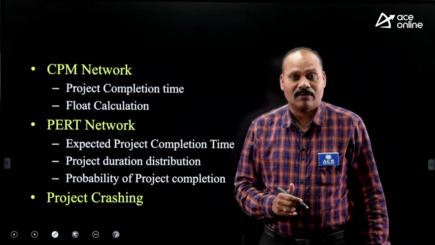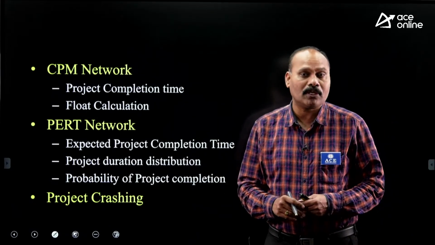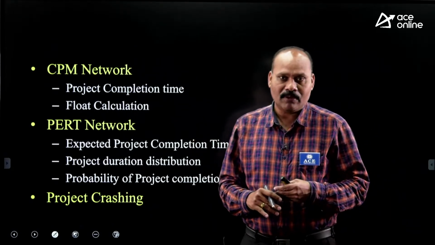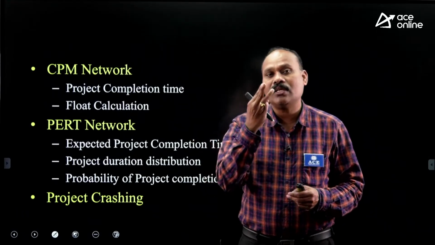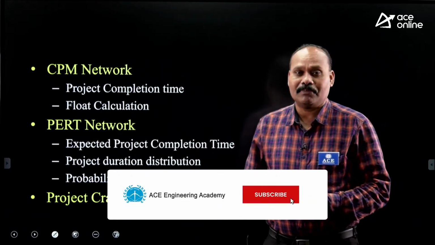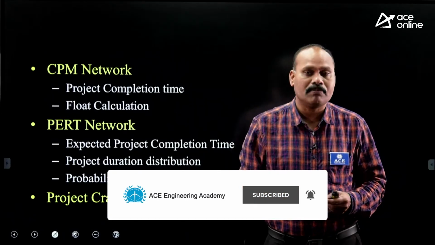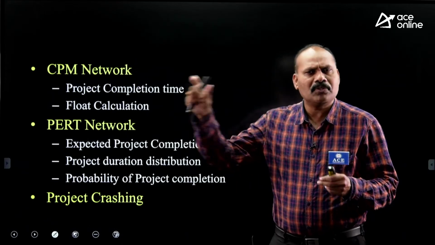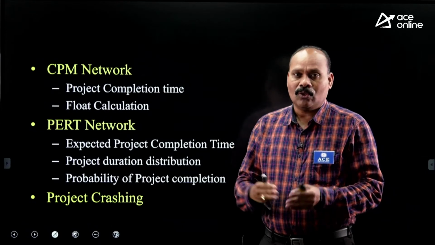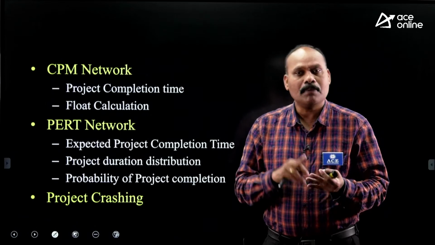Next heading, PERT network. Under PERT network, the possible questions are expected project completion time. What is the difficulty you are going to face in PERT network? Each activity will have 3 time estimates. In CPM network, an activity will have only 1 time estimate, only 1 value, so a fixed duration. But in PERT network, each activity will have 3 values. Those values are optimistic, most likely, and pessimistic.